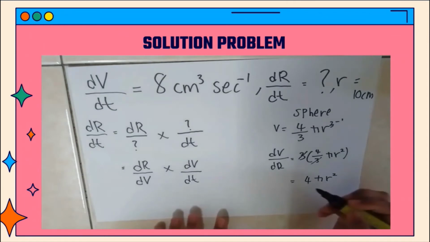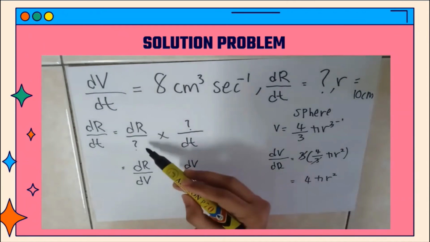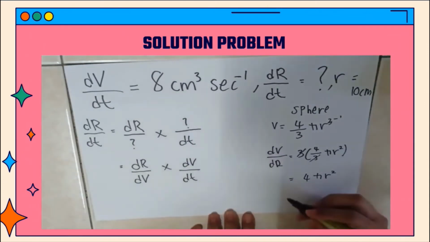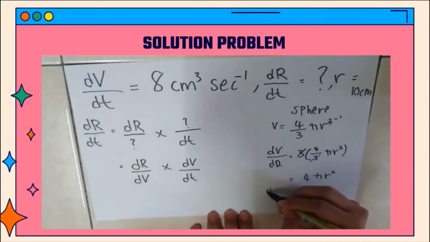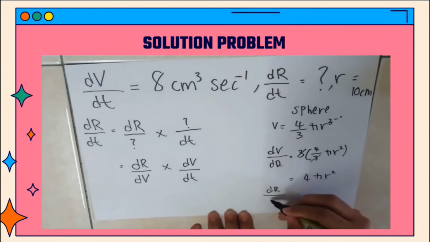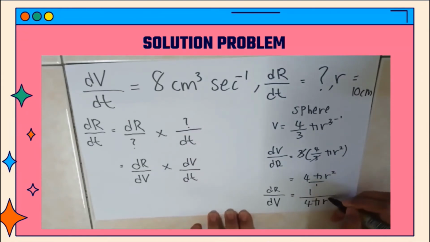Right? In this chain rule, we must use dr/dV. So if you want to find dr/dV, we can just flip the equation, which means we get 1 over 4 pi r^2.